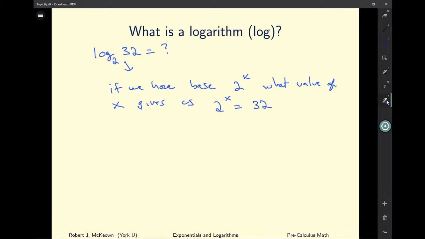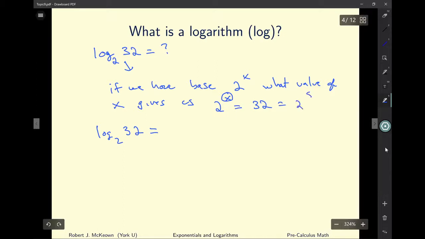And so logarithms are related to exponentials, and it's a different way of thinking about them. To solve this question, if we have log base 2 associated with 32, what's the value of this x? It's got to be equal to 2 to the power of 5. And so the answer to this is going to be 5.